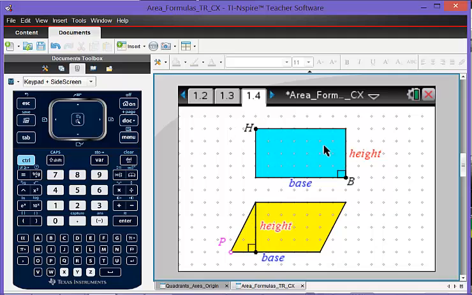We know the formula for this one. We want to find it for this one. So the directions will say take point P and pull it to the right as far as you can. So I'll pull it to the right. And as you can see, a parallelogram really is a rectangle with the right triangle cut off and moved over.